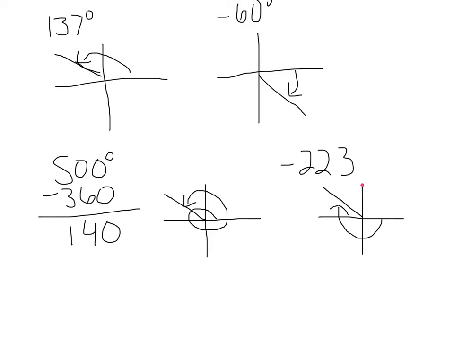If you look at 137 and negative 223, although we didn't draw the terminal sides perfectly, these two angles actually end in the exact same place, even though for one I'm going in the positive direction, and for the other I'm going in the negative direction. What we refer to these two angles as is coterminal angles. Coterminal angles are angles that end in the same place. For example, 137 degrees and negative 223 degrees were coterminal.